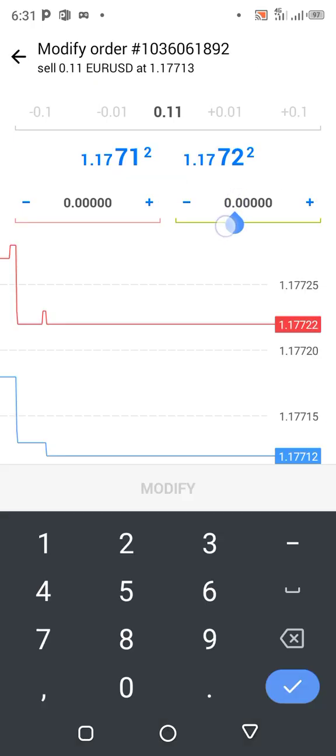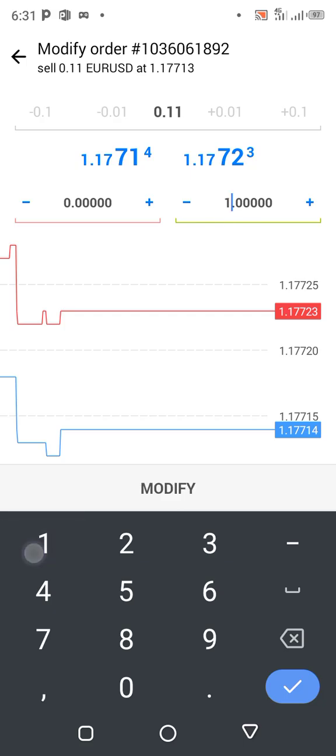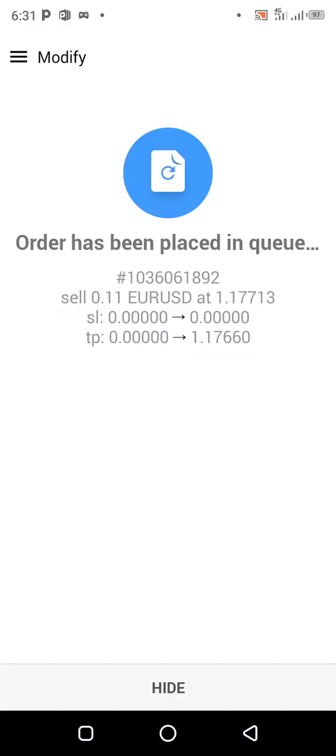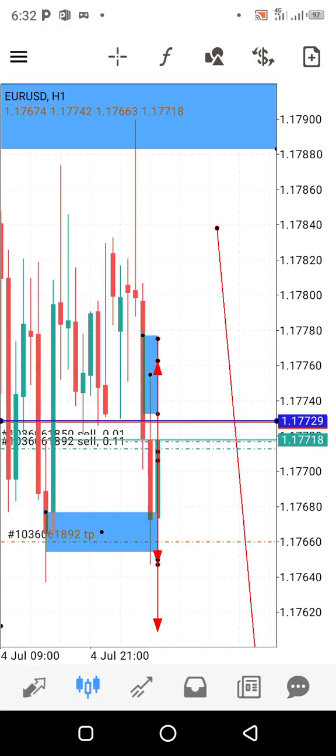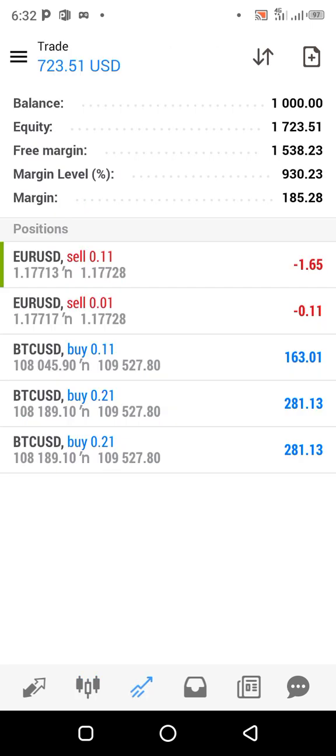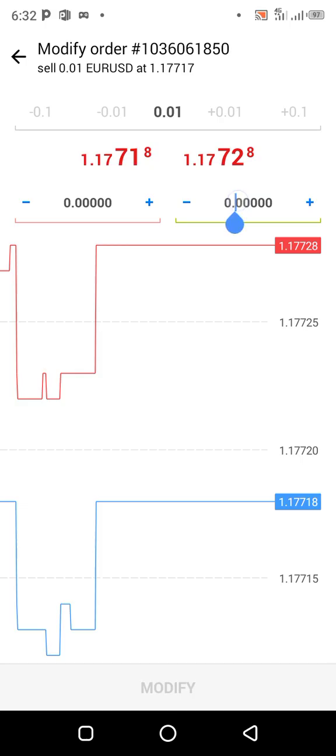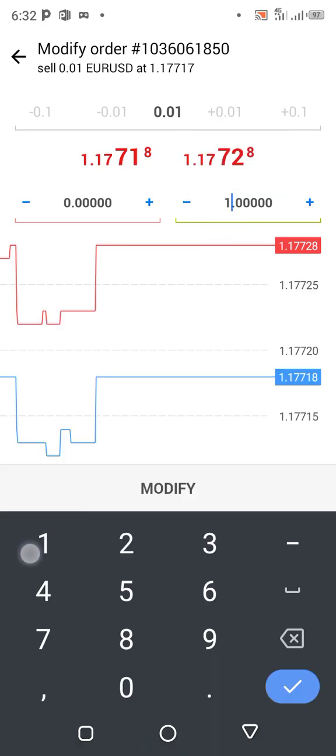Take profit, it shall be 1.17660. So that is my first TP, just around the corner there. And then for this one, the same thing. So it shall be 1.17660.